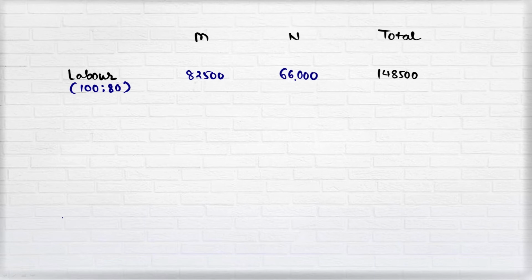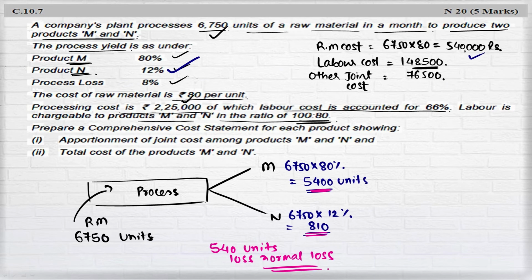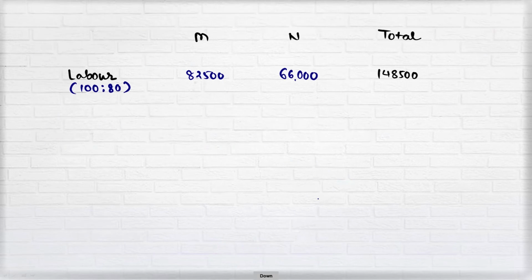The business knows that labor cost should be divided between the two products in a given ratio, 100 to 80. What is the remaining cost? Raw material plus other joint cost: 5,40,000 plus 76,500, which is 6,16,500. This is material plus other cost.